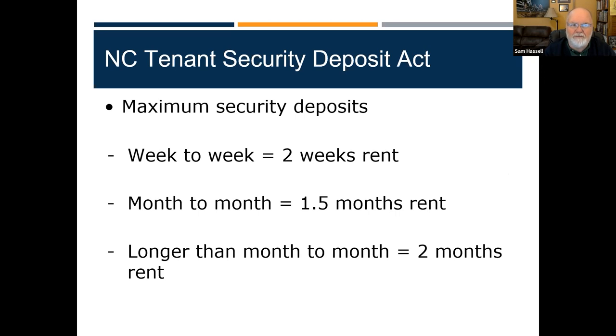But if I'm on some sort of annual rental, anything longer than a month-to-month, I can get 2 months' rent. So if it's longer than month-to-month, 2 months' rent, right, for security. If it's just a month-to-month, I can get 1.5 months' rent for security. And if it's week-to-week, I can get 2 weeks maximum. That's what I can get.